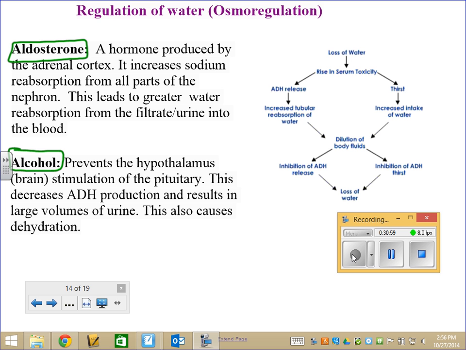So the two substances on this page, and I'm going to call them substances because one of them's a hormone and one of them's not, will both affect how much water is reabsorbed. The way I generally like to categorize them is with a plus and a minus. Aldosterone is helpful for water reabsorption, and alcohol, like I mentioned previously, is not helpful for water reabsorption. Now, aldosterone is a hormone.